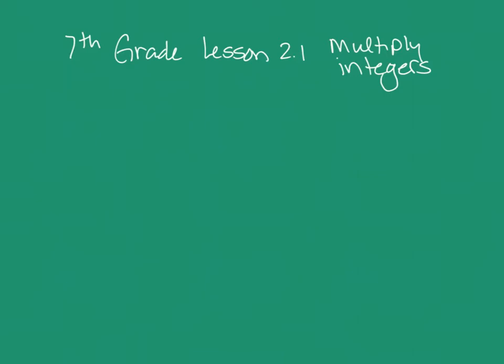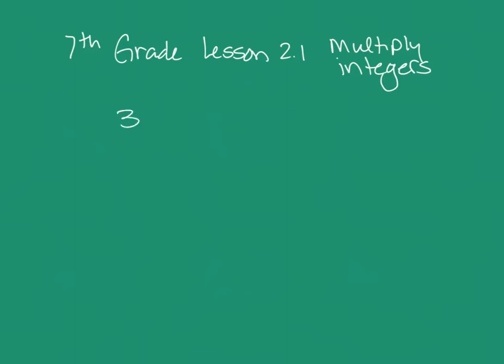The hardest part of it is making sure that you don't apply the multiplication and division simple rule for integers to addition and subtraction. It doesn't work for addition subtraction. It only works for multiply divide. So let me show you why it works, and then I'll show you the rule that goes with it.